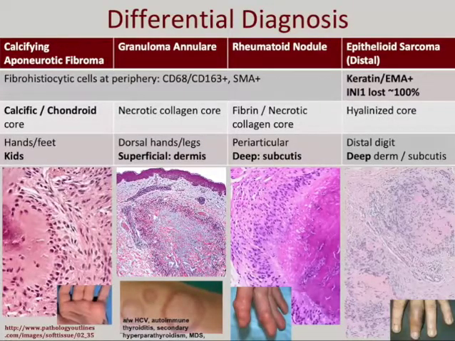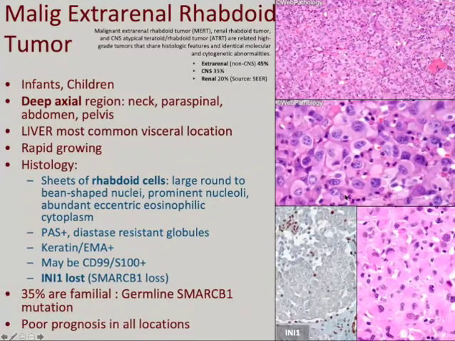Okay, here's again a chart of that differential diagnosis. Remember the distal extremity granuloma-like lesions, calcifying aponeurotic fibroma in kids, granuloma annulare or rheumatoid nodule versus epithelioid sarcoma, keratin. Okay. All right, what's malignant extrarenal rhabdoid tumor? Well, this is another one of these epithelioid, perhaps keratin expressing neoplasms, certainly INI1 lost neoplasms, mostly though in the paraspinal deep axial region of kids, sometimes in the brain. Very similar to epithelioid sarcoma morphologically and genetically.